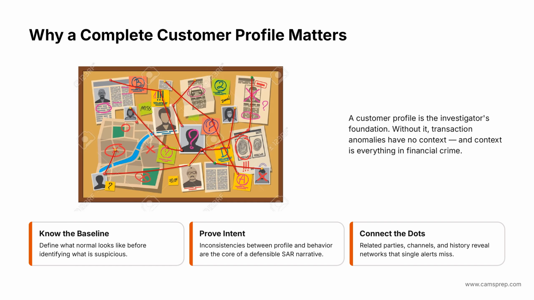Second, prove intent. Inconsistencies between a customer's profile and their actual behavior form the core of a defensible suspicious activity report or SAR narrative. Third, connect the dots. Related parties, channels, and history reveal networks that a single alert will never catch on its own.